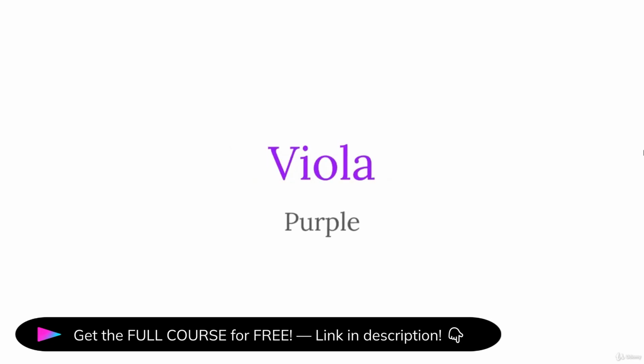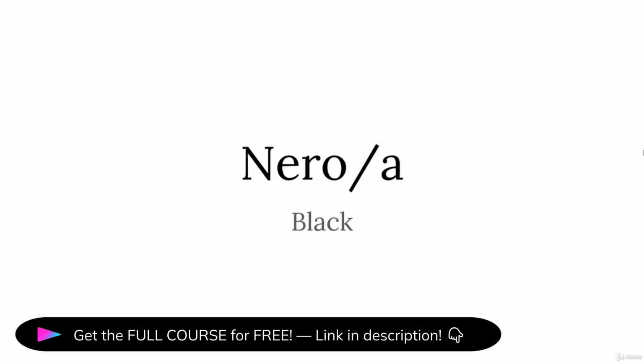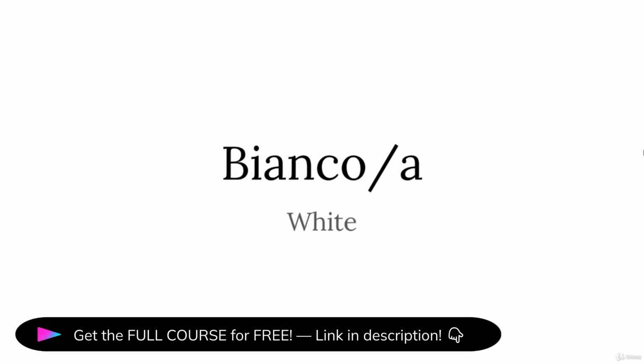Great. Purple is viola. Not viola, but viola. Okay? Perfect. Then we have pink. Pink is rosa, to be used with both masculine and feminine words. Rosa. Perfect. Then we have black. Black is nero for masculine words, or nera for feminine words. Nero, nera. Okay? Great.